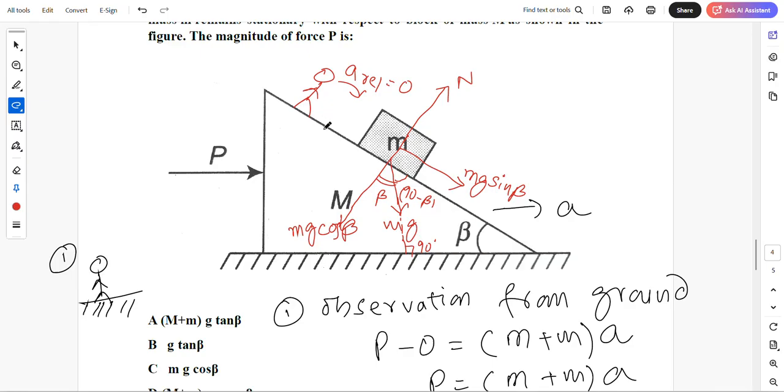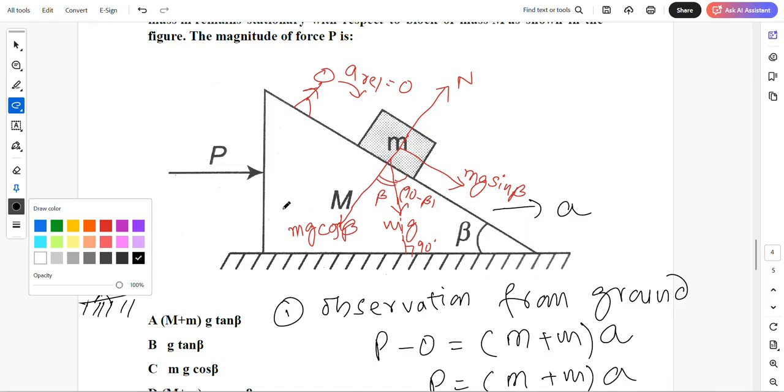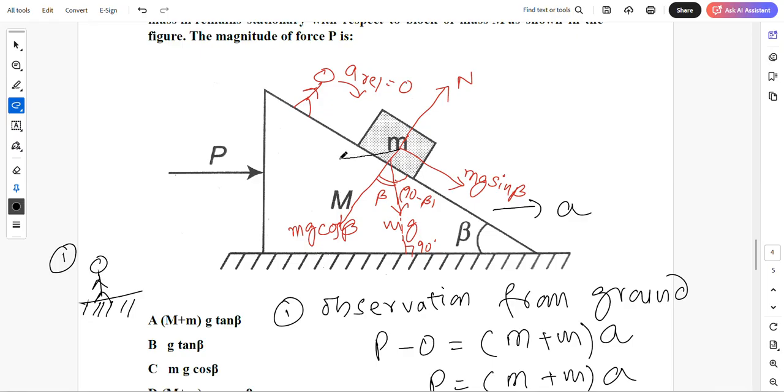Okay. Now, where to apply pseudo force? Pseudo force you are supposed to apply opposite to the acceleration. Acceleration is this side. Where will the pseudo force be? Pseudo force will be on the left side like this. This is pseudo force. This pseudo force is given by what? M into A, mass into acceleration. Understood?